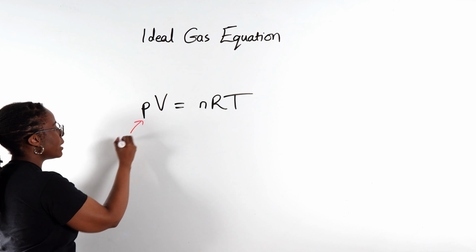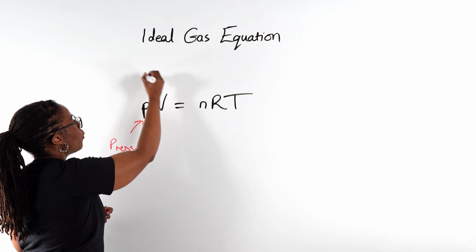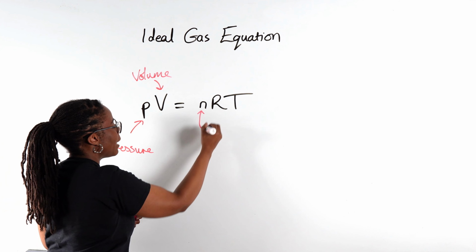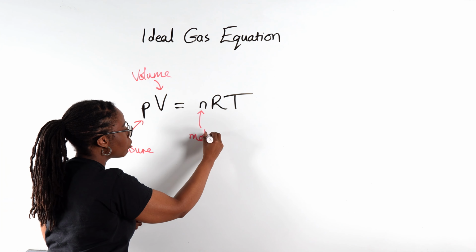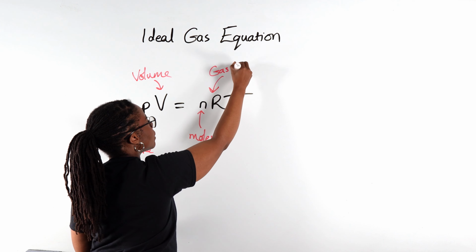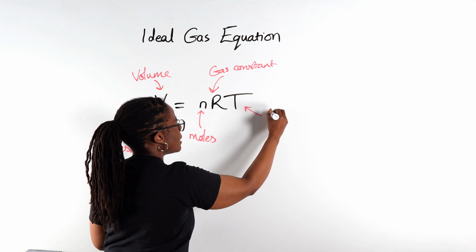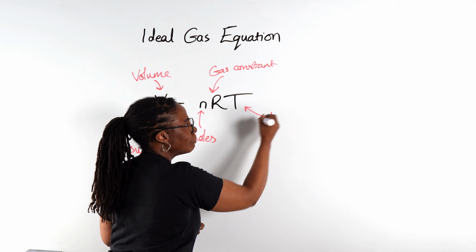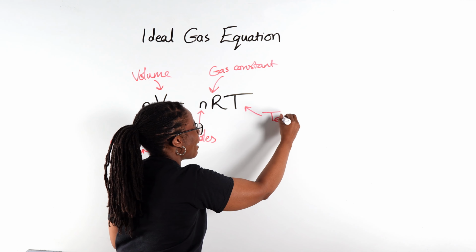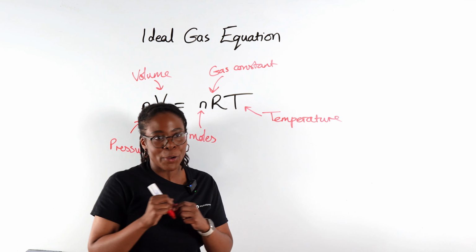P, of course, is for pressure. V for volume. N for our favorite, moles or number of moles. R is our gas constant. And then T, of course, is our, do you know what? I was just trying to decide whether to do a capital letter or a lowercase letter. Temperature. I didn't forget what it stood for. I promise. Okay.